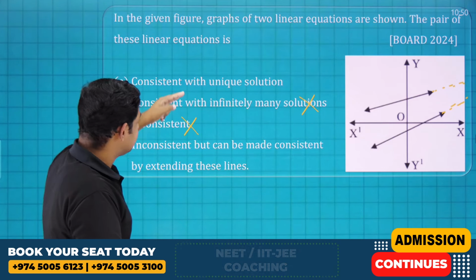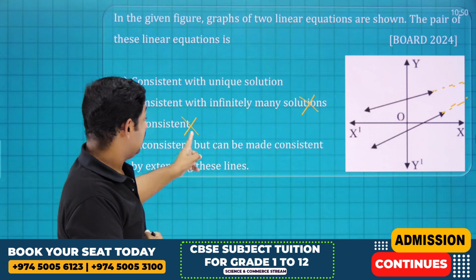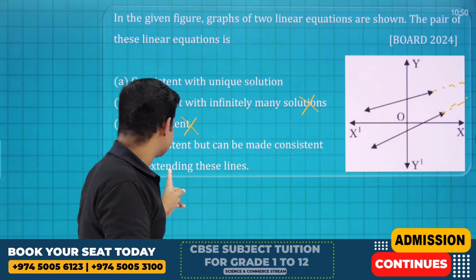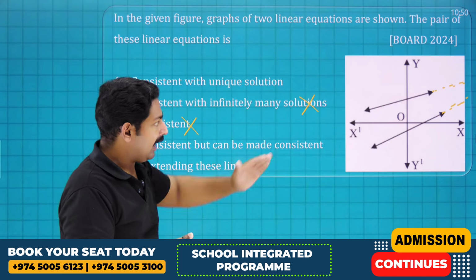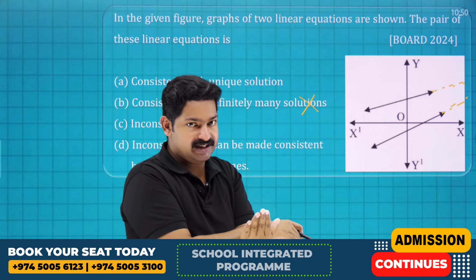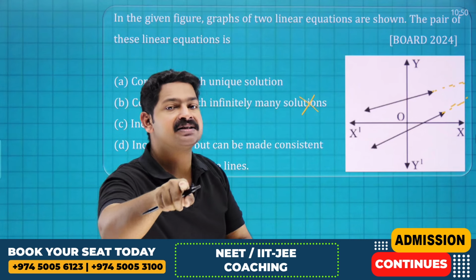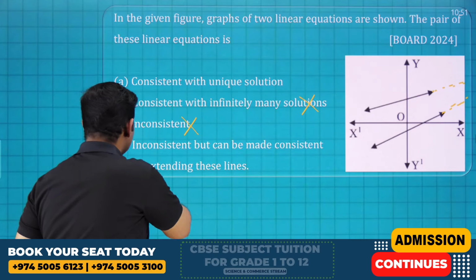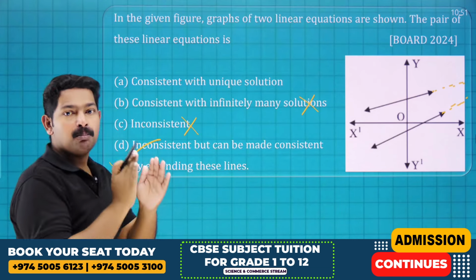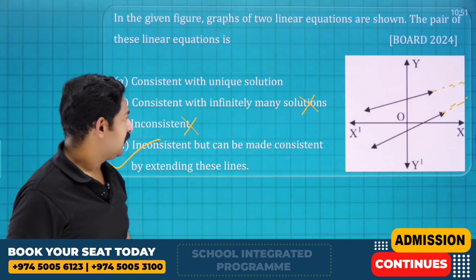Now these two options we can check. What is the last option? Inconsistent but can be made consistent by extending these lines. So you can see, as per now it is not intersecting, but if you extend the line, definitely it will intersect and there is a solution. So which is the correct option? Option D is the most apt option, or the correct answer. Okay, so that's it.